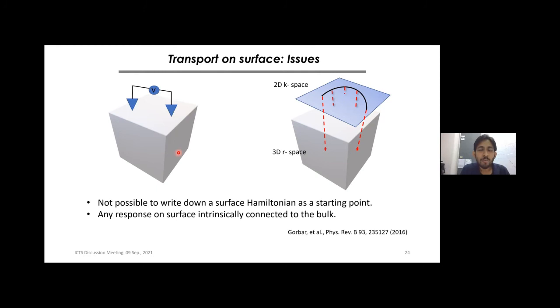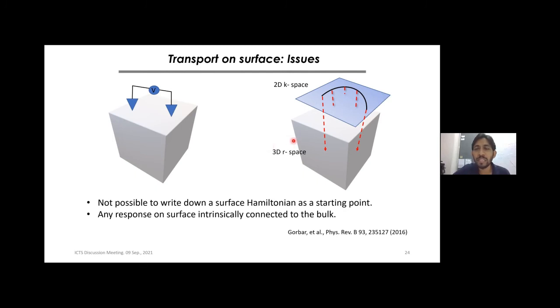Now you see, we have encountered a host of features in the bulk of our Weyl semimetal. One can definitely ask the question, are there similar anomalous properties right on the surface? I can always imagine that I just put a battery on the top and measure the current, just DC transport, right? Now you see immediately there is an issue here.